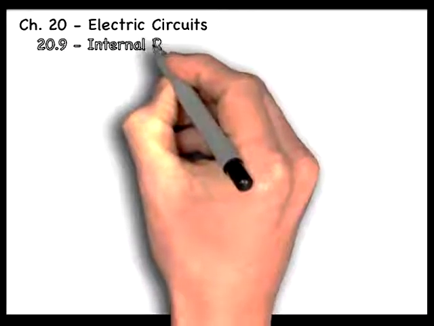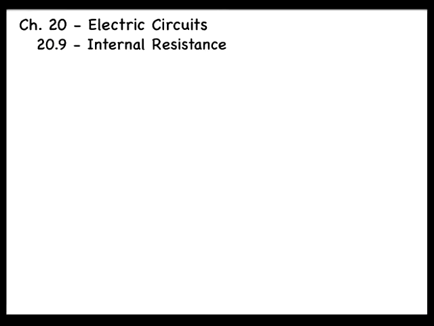So far, the circuits that we have considered include batteries or generators that contribute only their EMFs to a circuit. In reality, however, such devices also add some resistance. This resistance is called the internal resistance of the battery or generator because it is located inside the device.